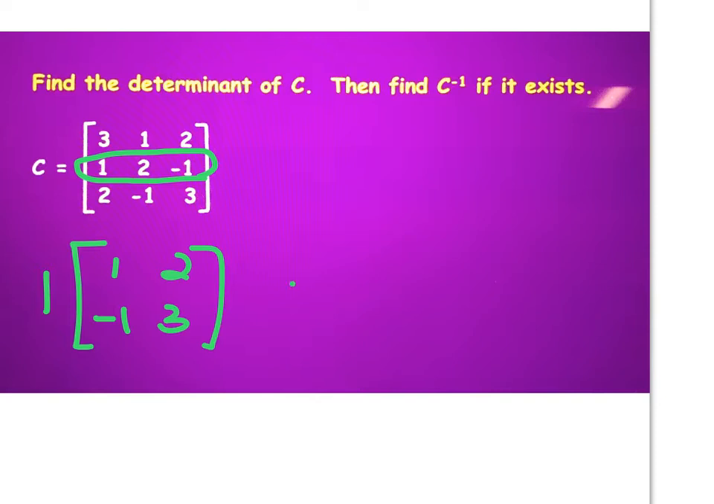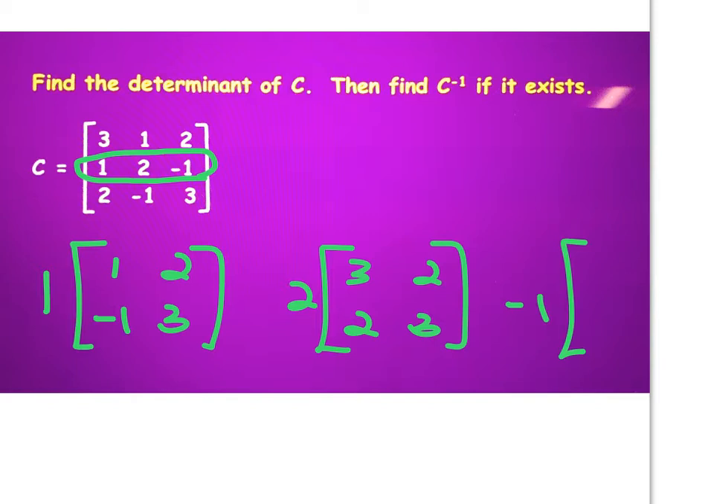Now take the next number, the 2, and do the same thing. The 2 is in the second row and the second column. So ignore those and write down the 4 numbers that are left. That leaves a 3, a 2, a 2, and a 3. And then do the same thing with the negative 1. The negative 1 is in the second row, last column. So think about the 4 numbers that are left. That will leave a 3, a 1, a 2, and a negative 1.